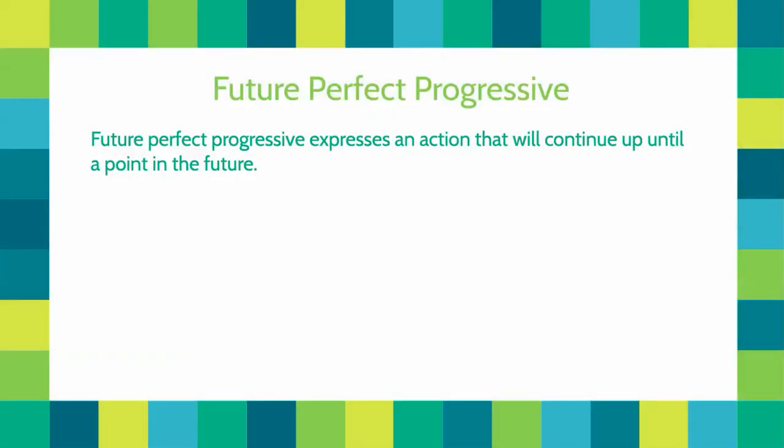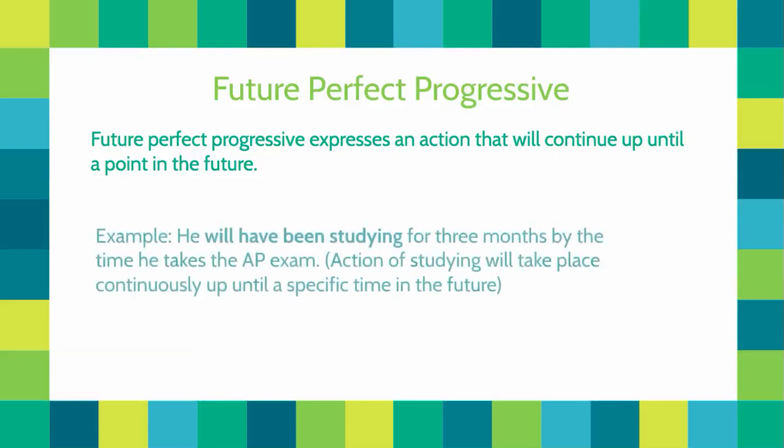And future perfect progressive expresses an action that will continue up until a point in the future, so beyond even this current moment. He will have been studying for 3 months by the time he takes the AP exam. So if we take what we just talked about, the idea of ongoing, continuous, off and on, it's just continuing that beyond this moment up until sometime in the future.